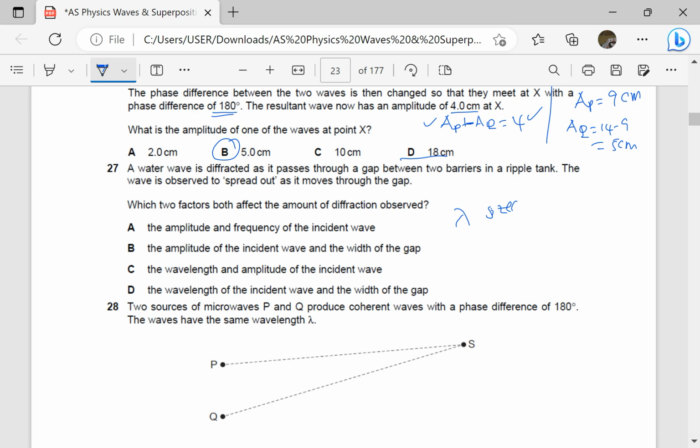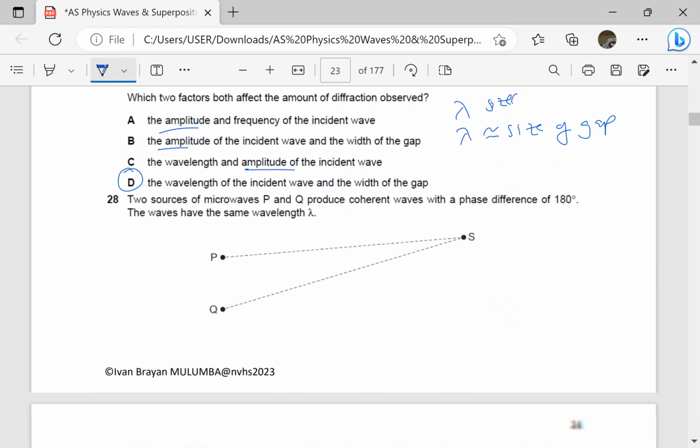Which two factors both affect the amount of diffraction observed? The amplitude and the frequency? Amplitude does not. Frequency, that is wavelength, amplitude and width? Amplitude does not. The wavelength and amplitude? Amplitude does not. The wavelength of the incident wave and the width of the gap. So that is the answer, because I said diffraction is maximum when the wavelength is approximately the same as the size of the gap. So the wavelength and the size of the gap, or width of the gap, affects diffraction.